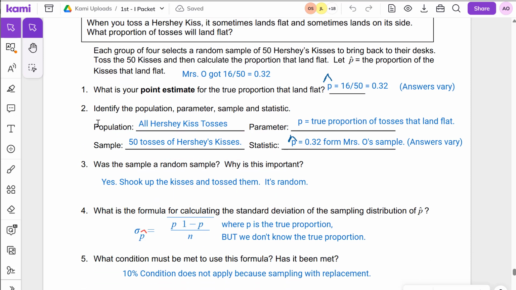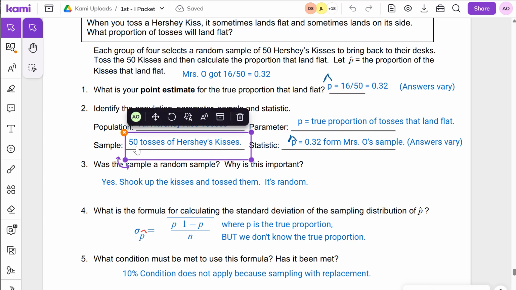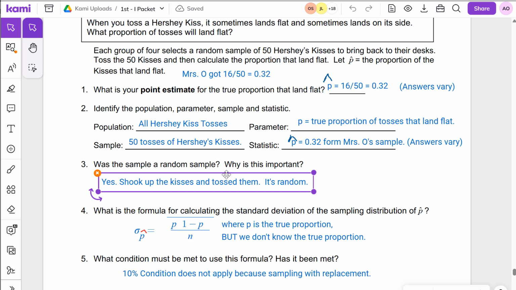What are we trying to measure? Well, the parameter or the population is all Hershey's Kisses tosses. So if you were using Hershey's Kisses as sort of a weird coin flip, would it be a 50-50 coin or a different type of coin? So P represents the true proportion of tosses that land flat. The sample is 50 tosses of Kisses. P hat is 0.32, and again, answers vary here because you saw different confidence intervals.